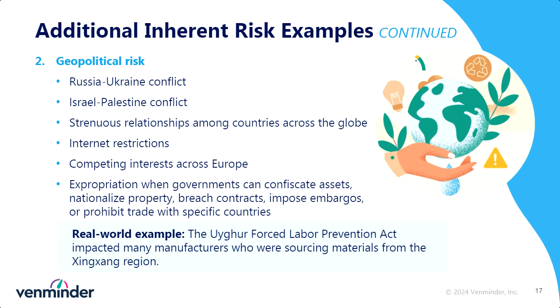And in many of these cases, geopolitical risk is closely tied to business continuity risk, which is why it's so important to have plans in place that consider these types of vendors, especially if they're critical. And not only have business continuity plans in place, but make sure to test them to confirm they're effective. And for the real-world example, the Uyghur Forced Labor Prevention Act of 2021 impacted many manufacturers who were sourcing materials from the Xinjiang region.